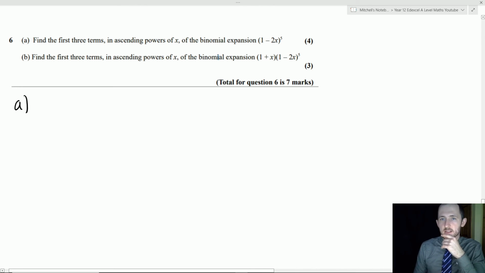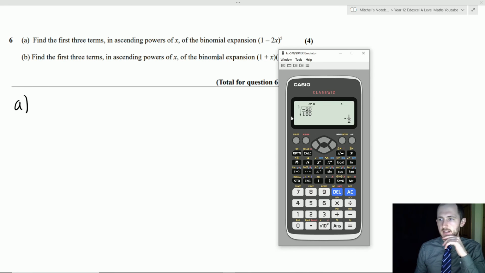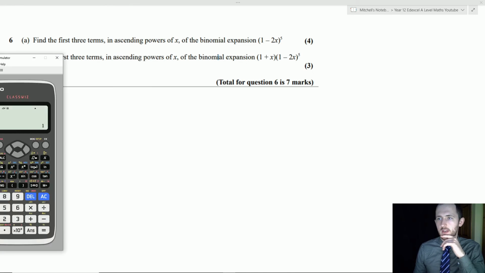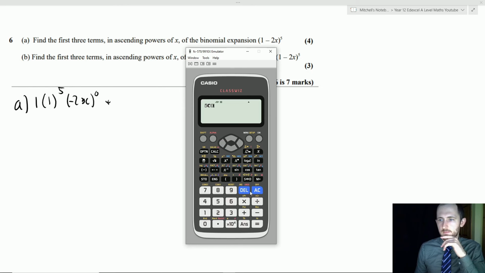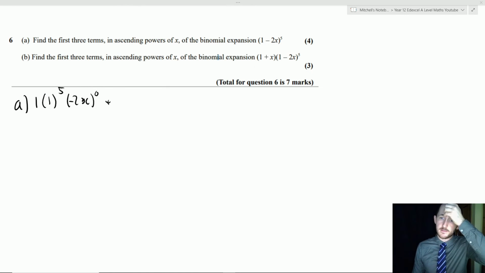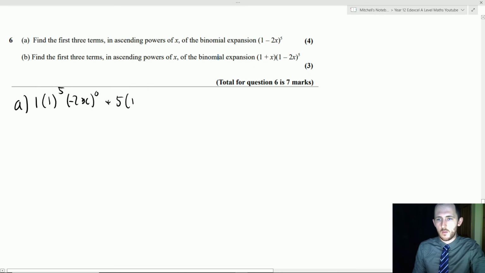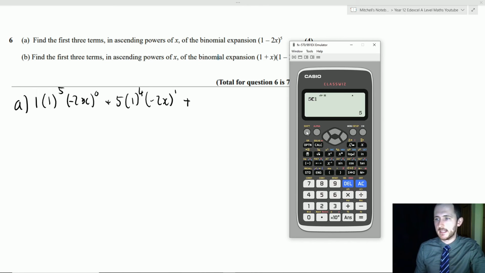But let's start with this. So again, find the first 3 terms in descending power of x, blah, blah, blah. Okay, cool. So NCR button again. So the power is 5, and the position is 0. It's 1, shockingly. So we have 1 to the power of 5, minus 2x, power of 0, plus 5, 1 to the power of 4 now because we reduced the power, minus 2x to the power of 1. And it's the first 3 terms, so we're going up to x squared.